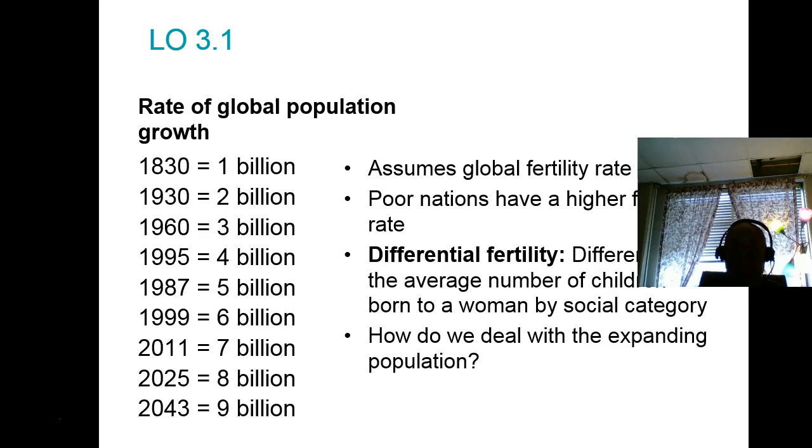It took until 1830 to hit 1 billion people. The rate of growth depends on fertility rates, the average number of children born per woman, the woman being between the ages of 15 and 45.